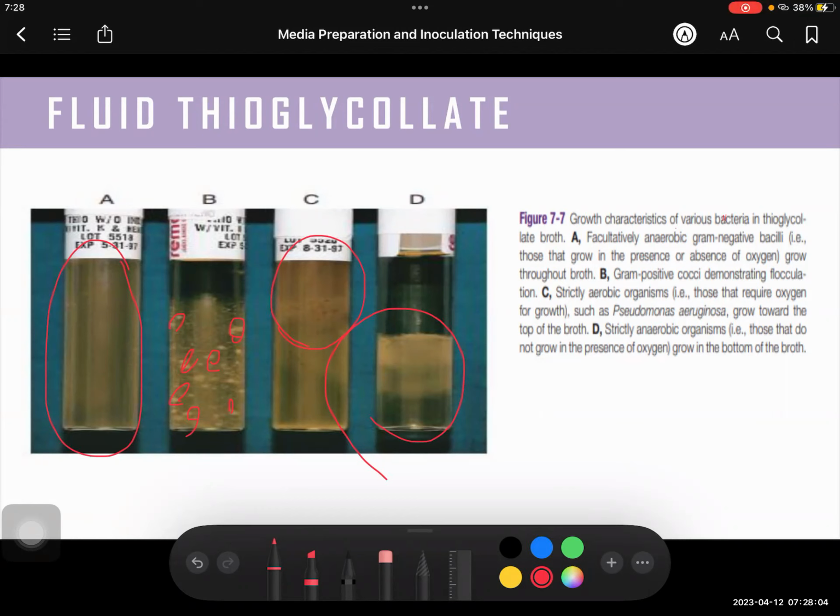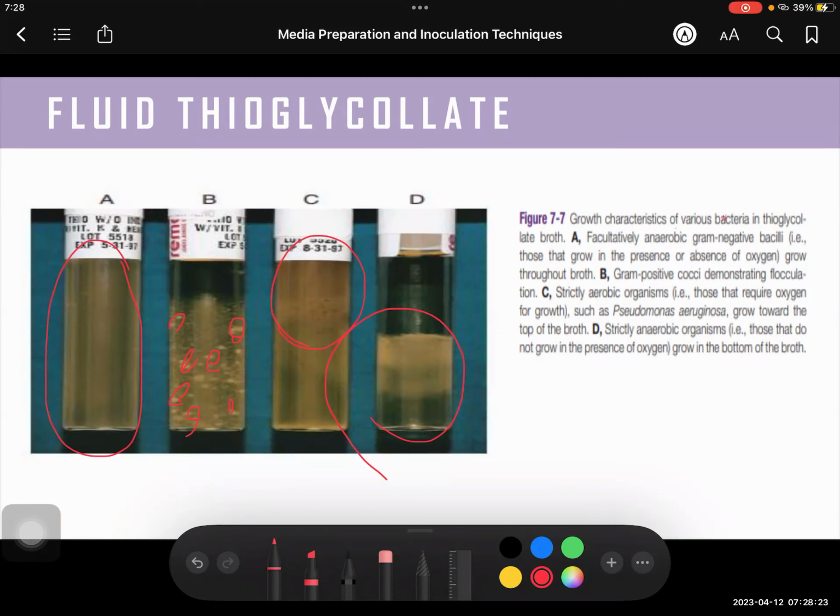So, for letter A, or mas madali na lang sa letter D. Sa letter D, ang growth lang is at the bottom. And this means that this is the growth of an anaerobic organism. So, bakit nangyari to? Kasi nga, let's take a look at the tube.